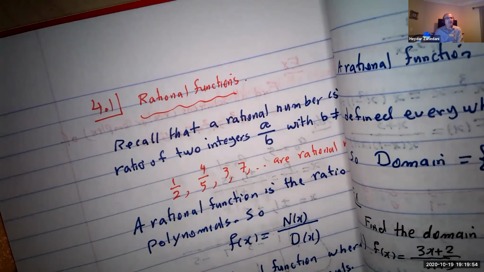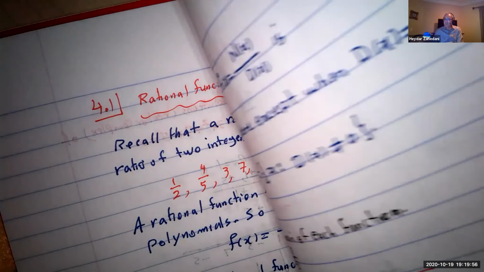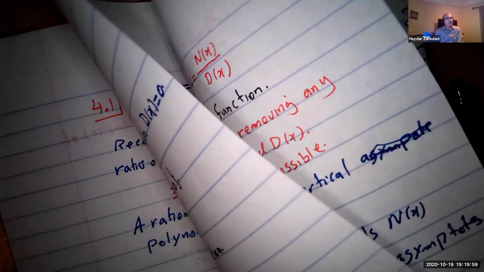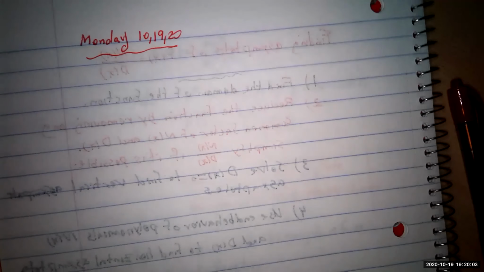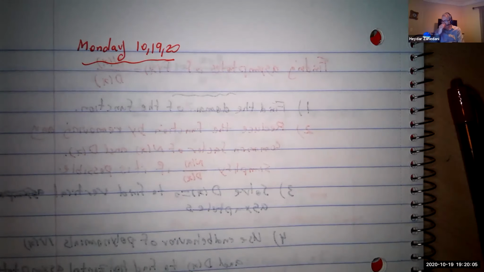The rational function, 4.1. We are not going to finish this one, it's a very big section. In 4.1, I talk about the domain of the rational function and the asymptote, but we didn't finish it. So we give you an example on this one first, and then we go over the practice quiz, okay?